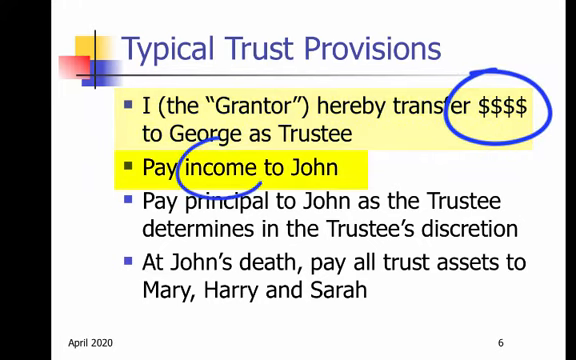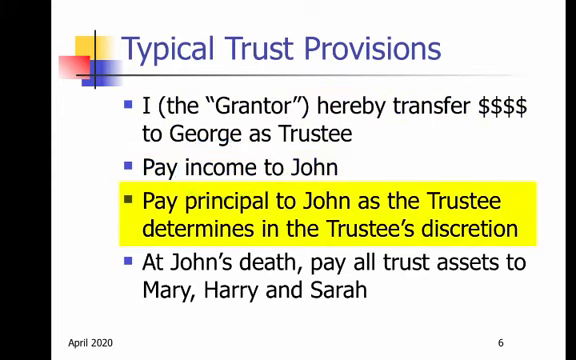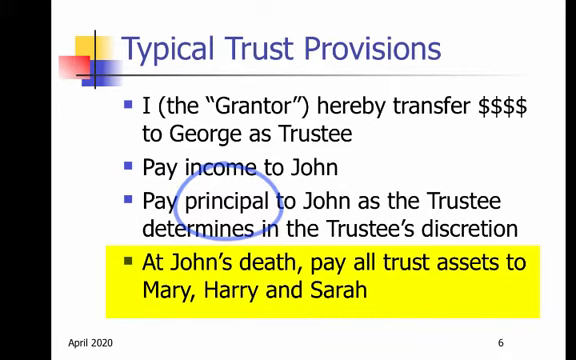George, I want you to pay the income that you earn when you invest the cash to John. And George, if as trustee, you, in your discretion, decide it's appropriate to do so, I'll leave it up to you to decide whether to pay any of the principal to John. At John's death, I want you to pay all the trust assets that then exist to Mary, Harry, and Sarah.